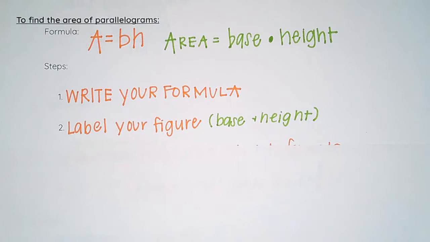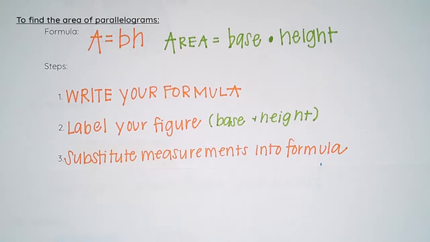base and our height. Step number 3 is to substitute measurements into our formula. So this is just like we've done before. B equals one number, H equals another number.